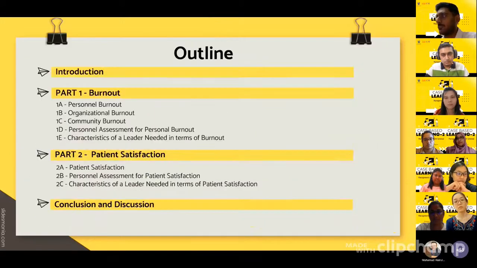So our presentation today will be divided into 2 chunks. Basically, one will be talking about burnout. What is burnout? What are the types of burnout? How do we actually assess burnout? And what, as a leader, should we do to prevent burnout in our team? Secondly, we will look at patient satisfaction, how we assess patient satisfaction, and what characteristics leaders need in terms of addressing patient satisfaction.